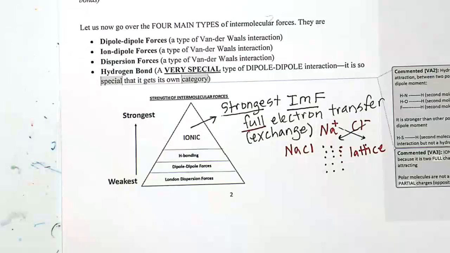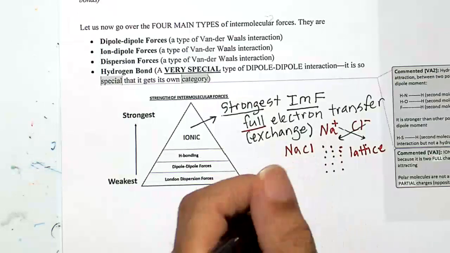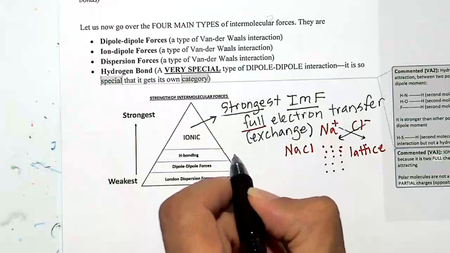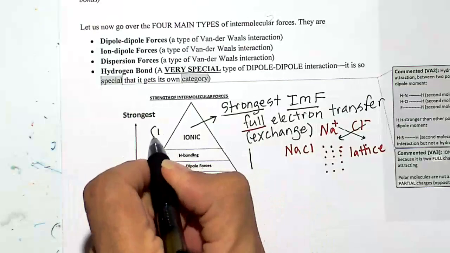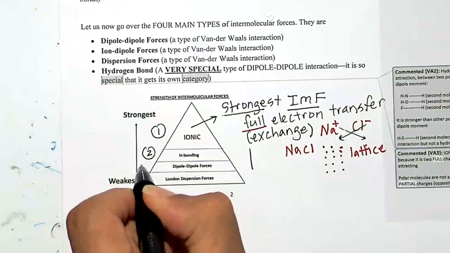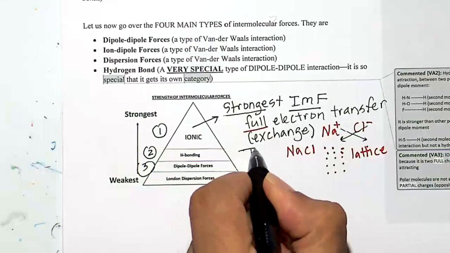All right, any questions on this? And what is an ionic compound? I think you mentioned this, Bailey. A metal with a non-metal. So this is the strongest intermolecular force. All right, the next two belong to the same category. I'm going to call these 1, 2, 3. These 2 and 3 belong to the same category.